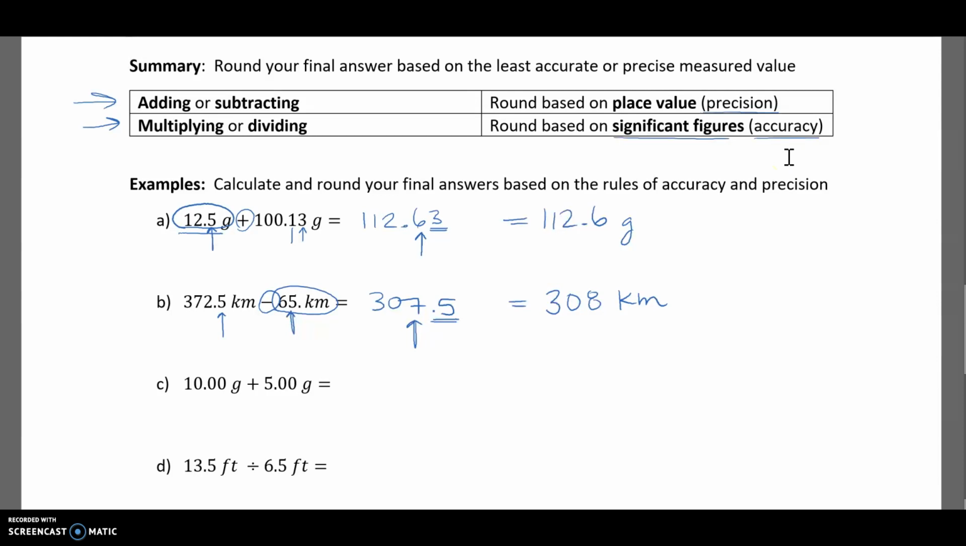In the next example, 10.00 grams plus 5.00 grams. When you do the addition, you may just write down 15. However, I need to make sure my answer is reported, since I'm looking at addition, with the same precision as my least precise measurements. Both of my measurements were precise to the hundredths position, or to 2 decimal places. So my final answer should be as well. This means I need to add those zeros as placeholders to show that my final answer has the same level of precision as my measured values. So I would report 15 as 15.00, and the units are grams.